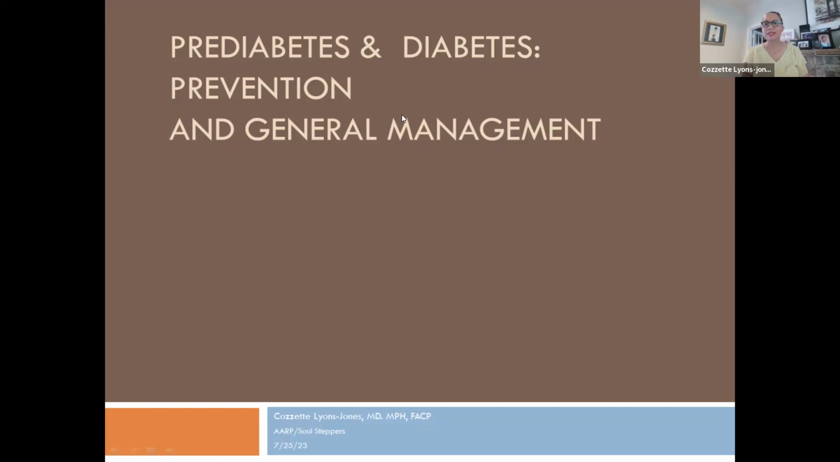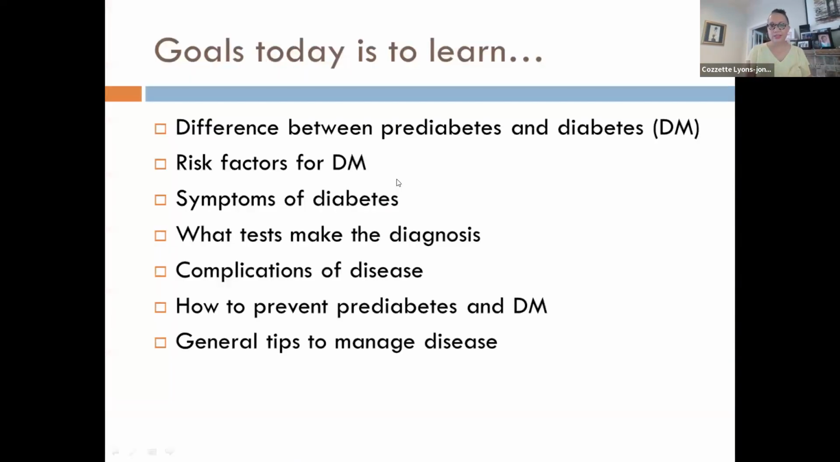But prediabetes and diabetes prevention and general management is the topic. Our learning goals for today are to learn the difference between prediabetes and diabetes, and look at the various risk factors for diabetes. We'll go in depth about a couple of them, in particular obesity and fat distribution, because we know a lot more information today than when I was going through training. We know that fat is metabolic. It's not just something sitting there in your body. It's active, it's secreting things, it's being acted upon, and it's influencing our health.